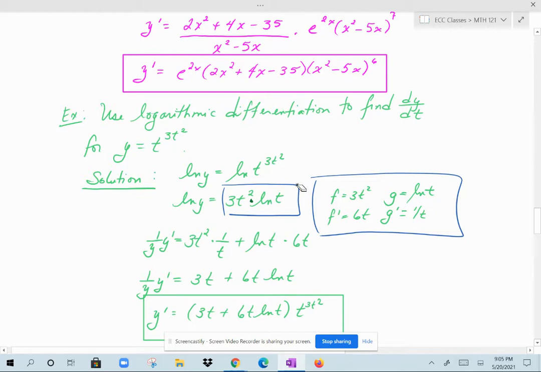I'm letting f equal 3t squared, g is ln of t, so f prime is 6t and g prime is 1 over t. So when we take the derivative of both sides of that equation, on the left side I get 1 over y times y prime. Again, using chain rule there, the derivative of ln y is 1 over y, and the derivative of y is y prime, or dy/dt. Then I plug into my product rule. So it's f g prime, 3t squared times 1 over t, plus g f prime, so it's ln of t times 6t.